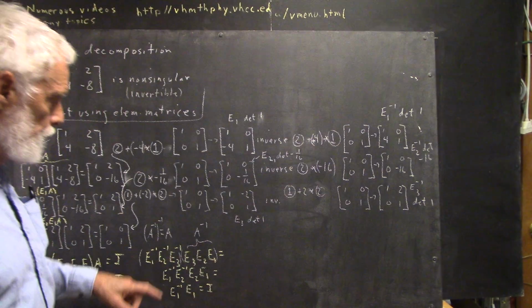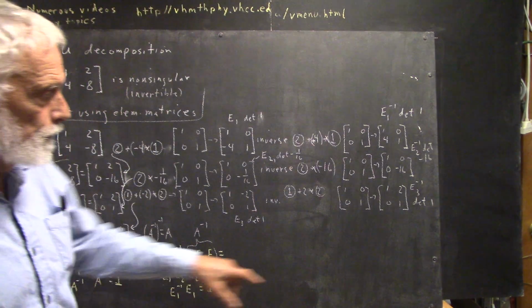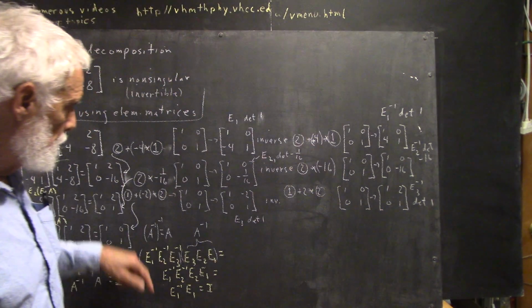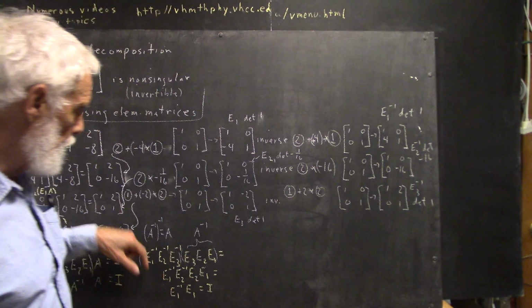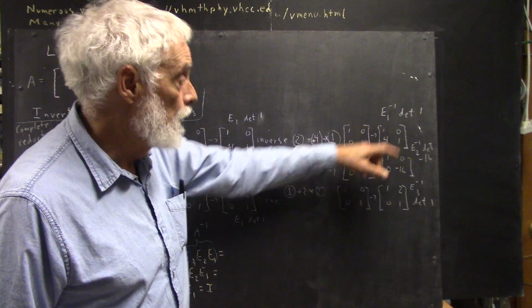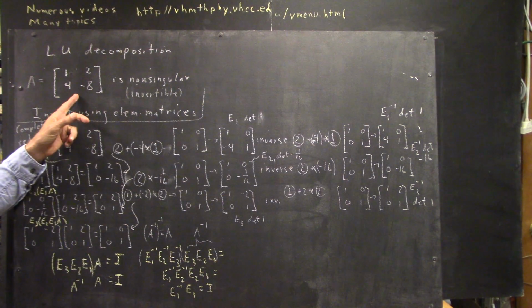Now we've got to be careful to do this. We start with E3 inverse. We take E3 inverse and we multiply it on the left by E2 inverse, and then multiply that on the left by E1 inverse. We should get our matrix A.